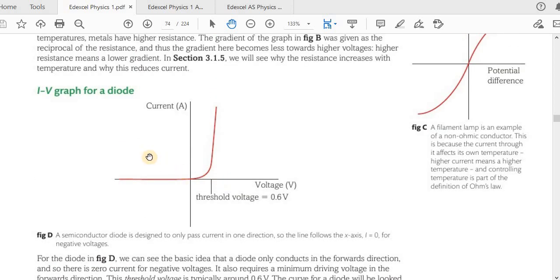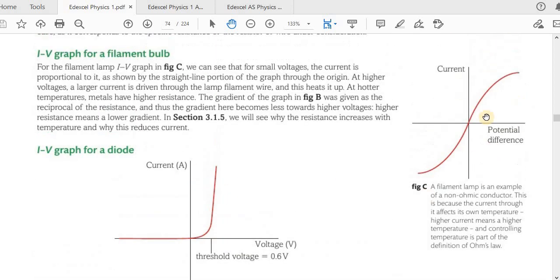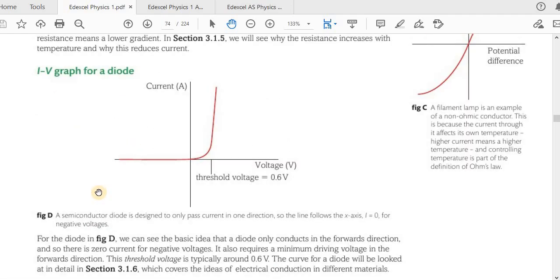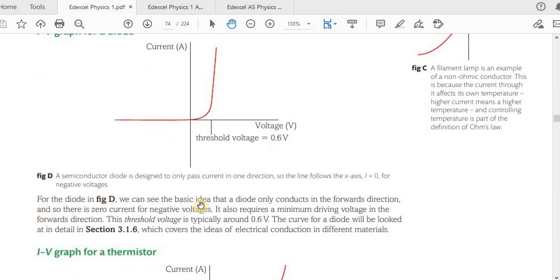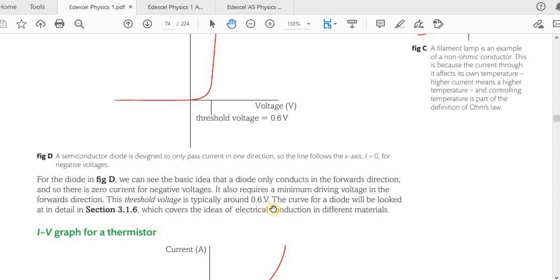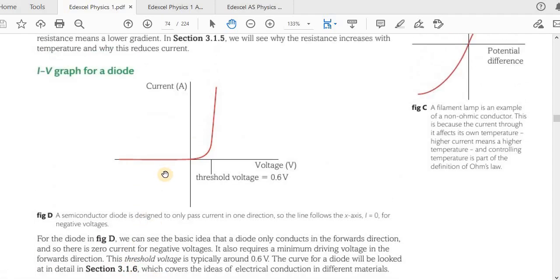And we learned about ohmic conductors, non-ohmic conductors. Now all of these are graphs of non-ohmic conductors. So if we quickly go through this, for the diode in figure D, we can see the basic idea that a diode only conducts in the forward direction, and so there is zero current for negative voltages. It also requires a minimum driving voltage in the forwards direction. This threshold voltage is typically around 0.6 volts. The curve for a diode will be looked at in detail in section 3.1 part 6. So that's why I wanted to show you this.